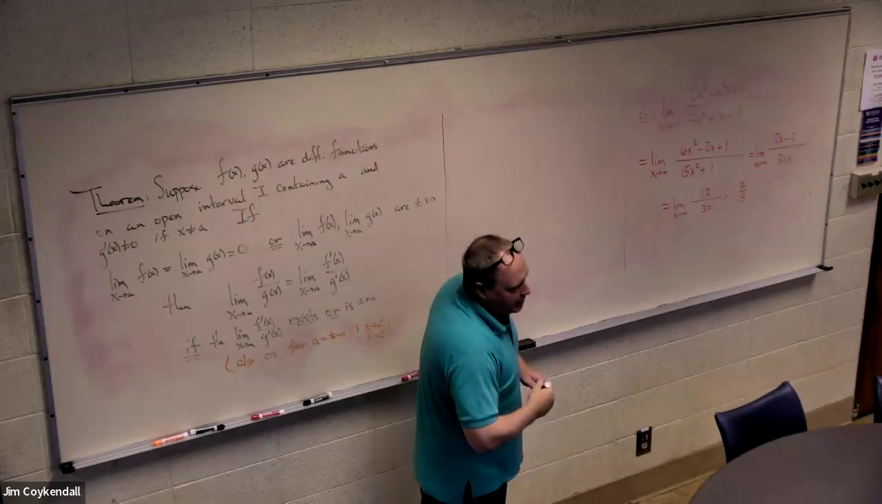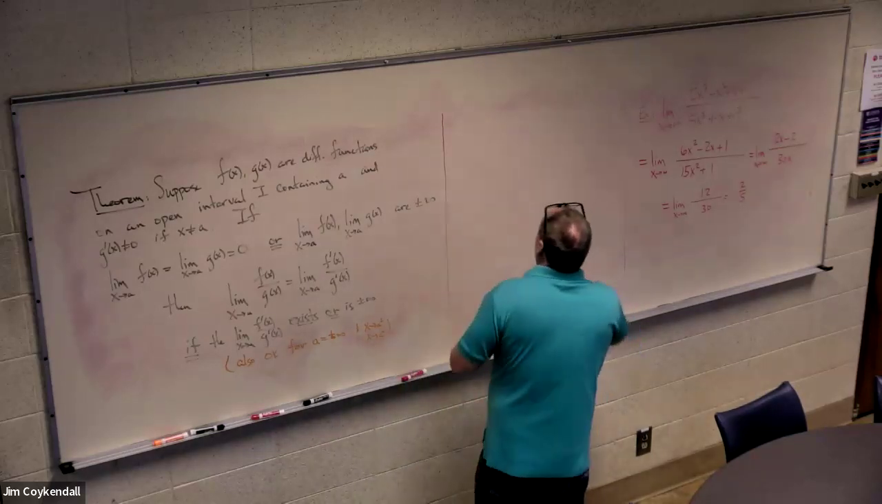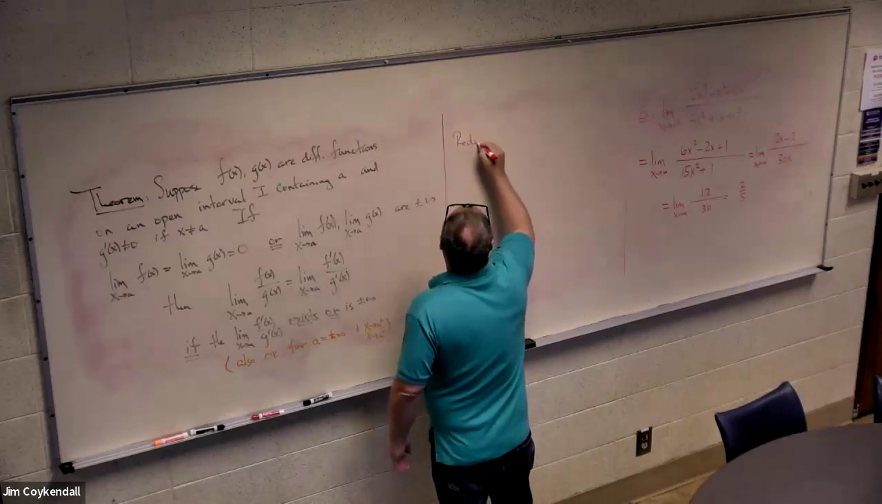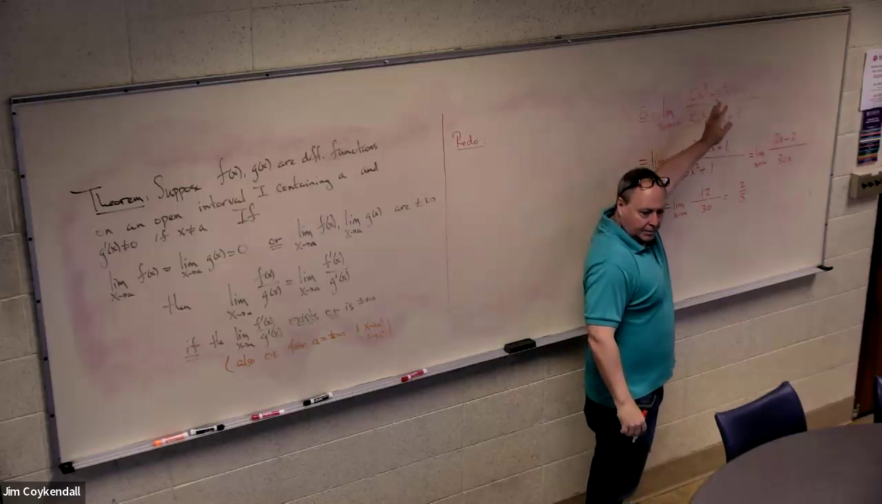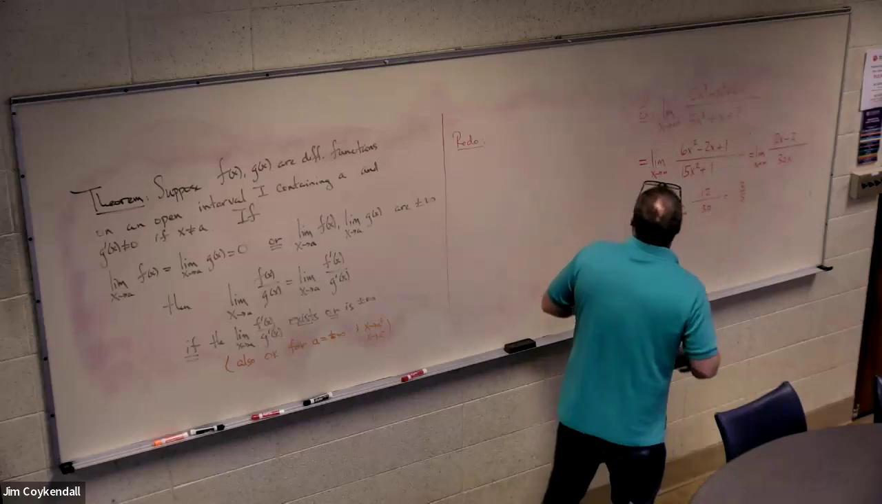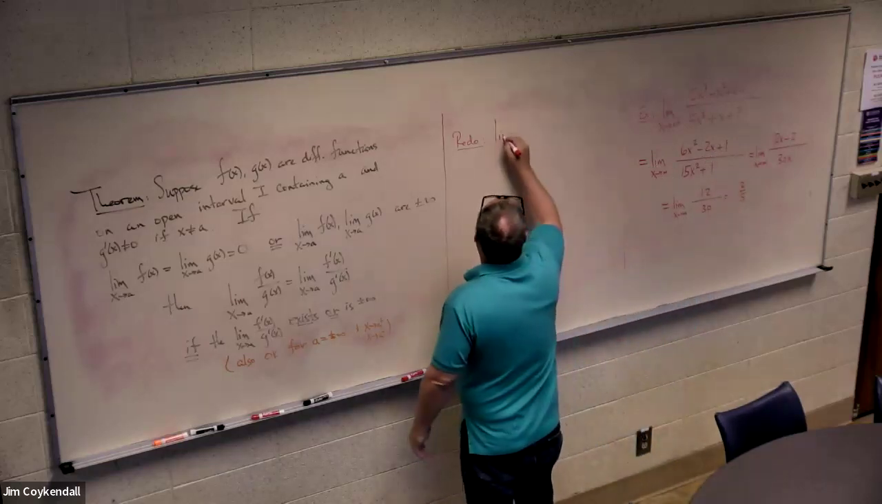But that's it. It's the measure. You just have to verify. The biggest power I see in the top is 3, and the biggest power I see in the bottom is 3. It's a tie. So let's multiply top and bottom.